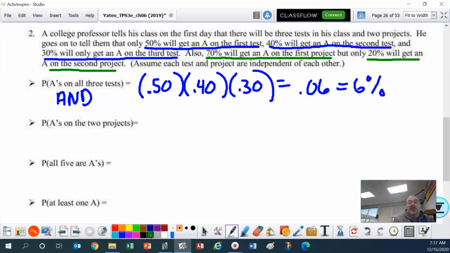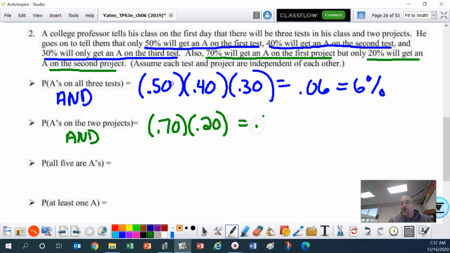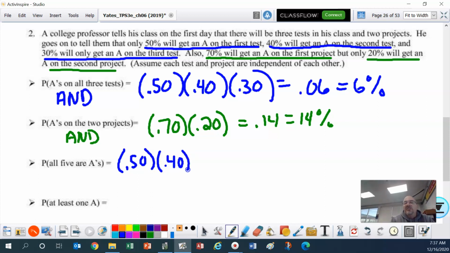Okay, same thing with the projects. It is an and, it is rule number 5. So I'm going to multiply the 0.70 and the 0.20 together. And so in this case, your chance of getting an A on both of them is 0.14 or 14%. Okay, getting an A on all of them. Well, I could just take my 0.06 times my 0.14, but I'm going to go ahead and write this whole thing out. I'm going to be stubborn and write this out. So I'm going to multiply all of these together.